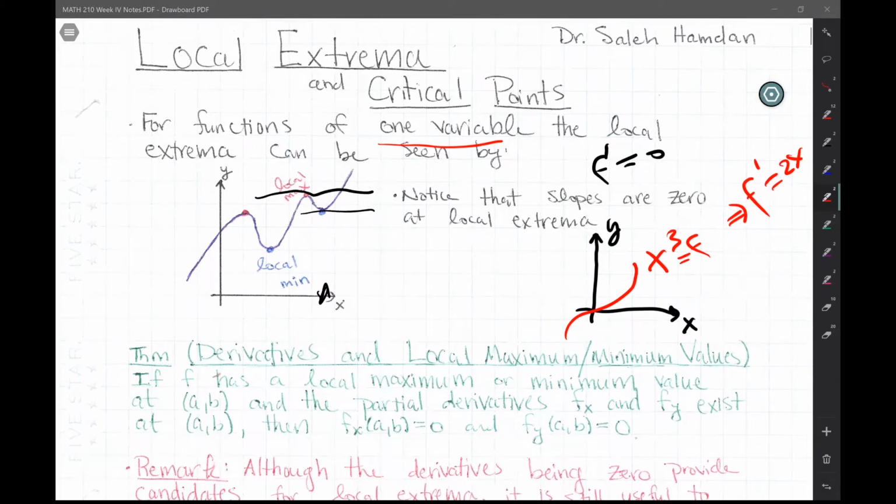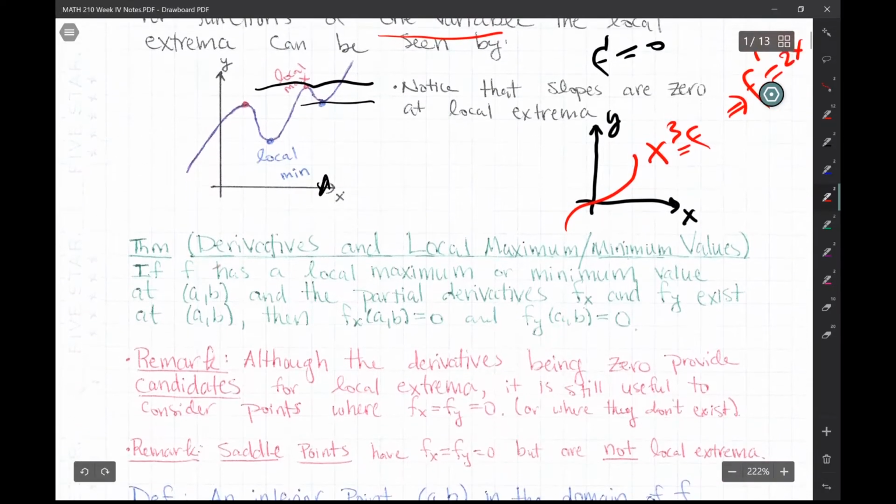An analogous situation occurs with functions of two variables, where you could get these things called saddle points. Here both partial derivatives will be equal to 0, but they are not local extrema.